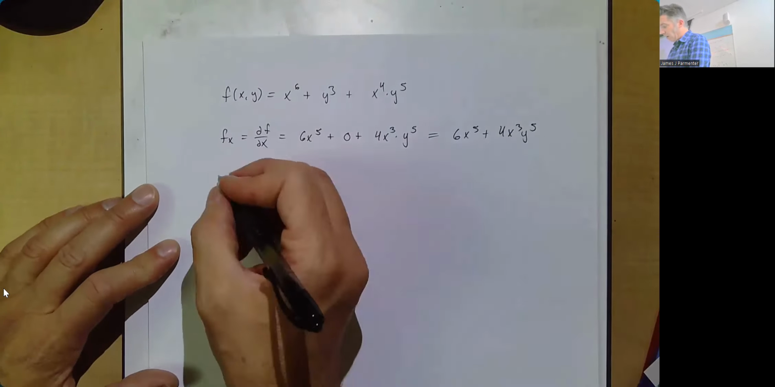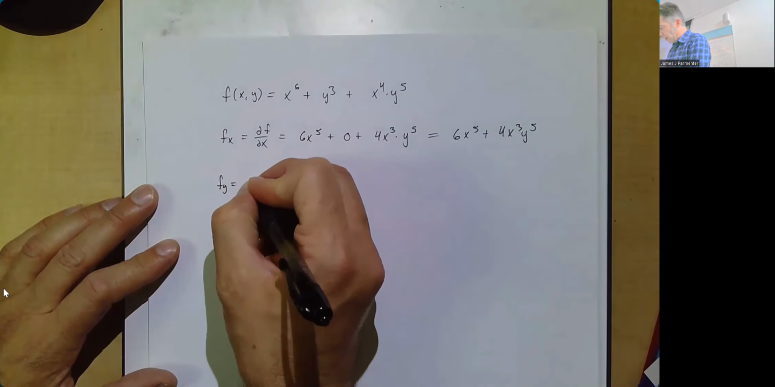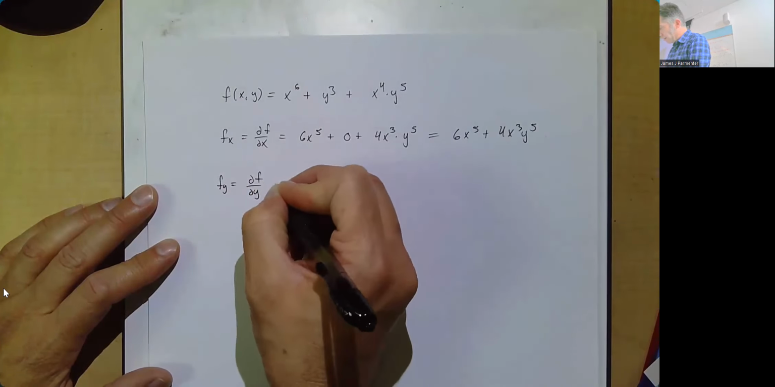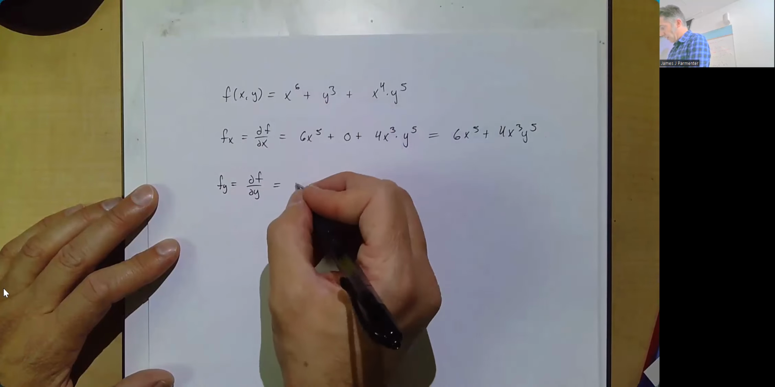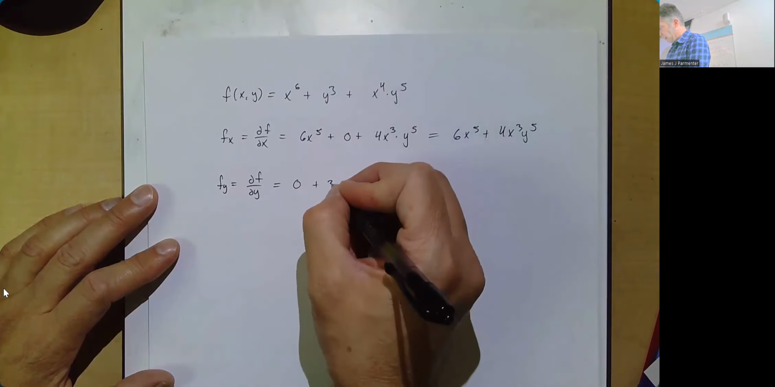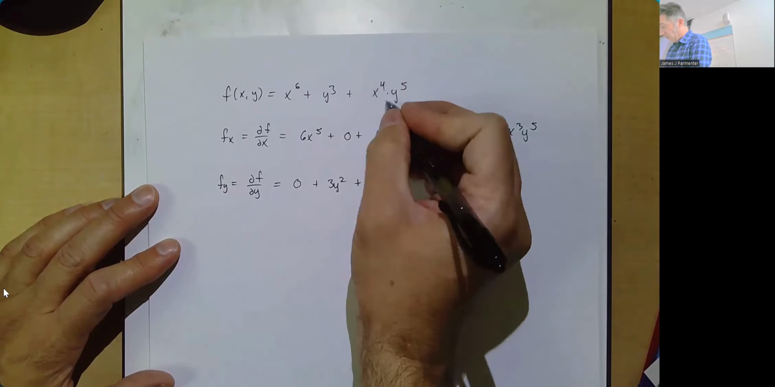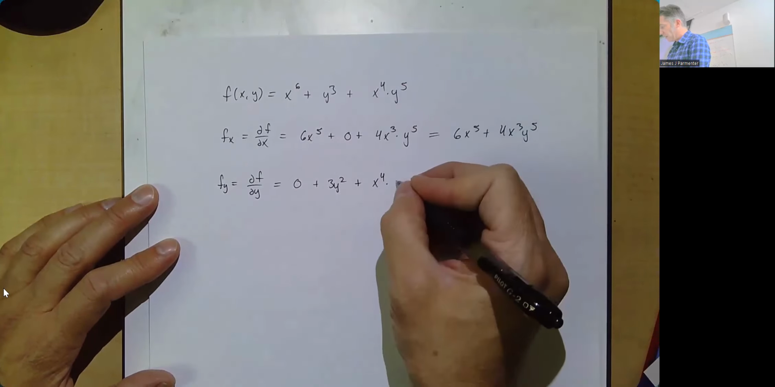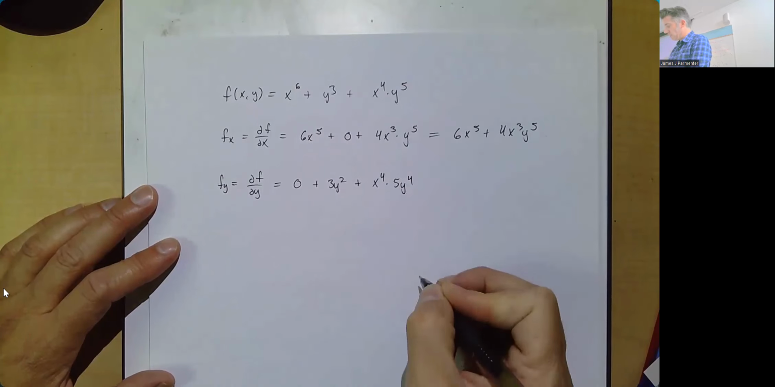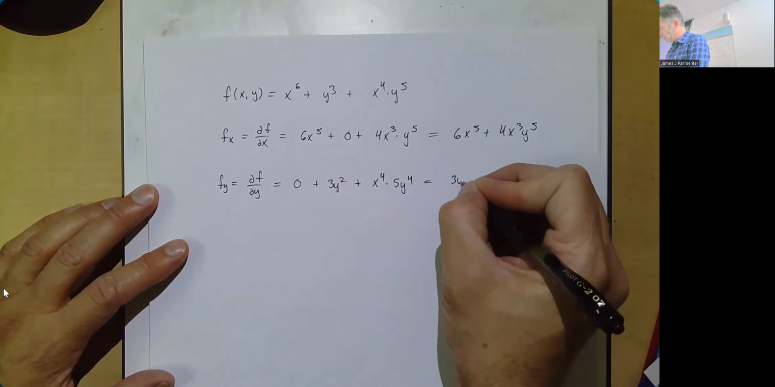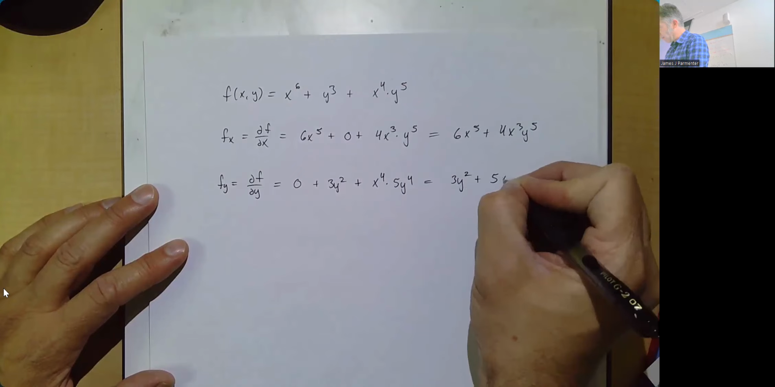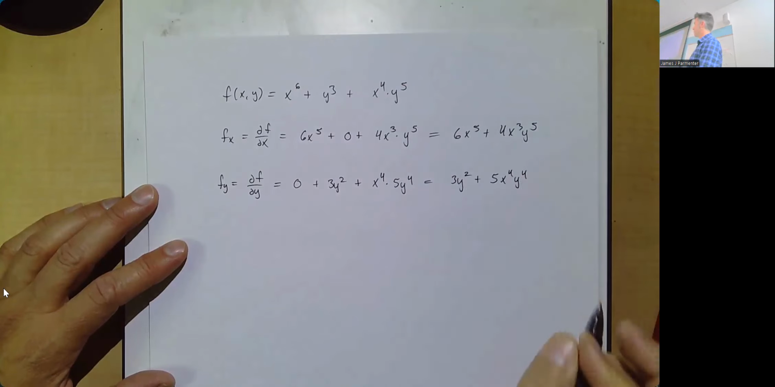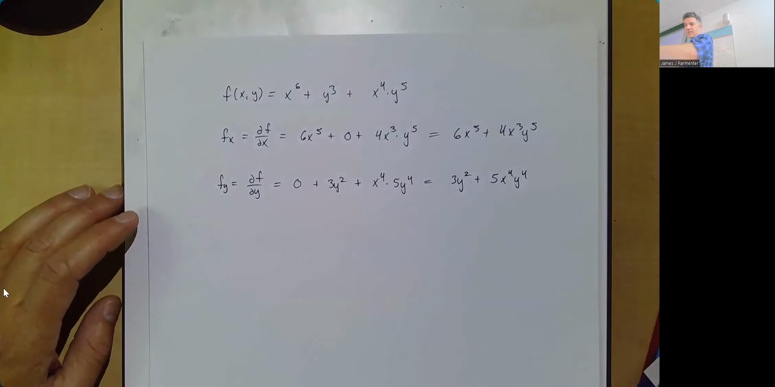So now let's find our fy, which is del f del y. The derivative of x to the 6 is 0. The derivative of y cubed is 3y squared. And now the x to the fourth gets to be the guy that hangs out. And the derivative of y to the fifth is 5y to the fourth. So here we're getting 3y squared plus 5x to the fourth y to the fourth. And that looks much more correct.